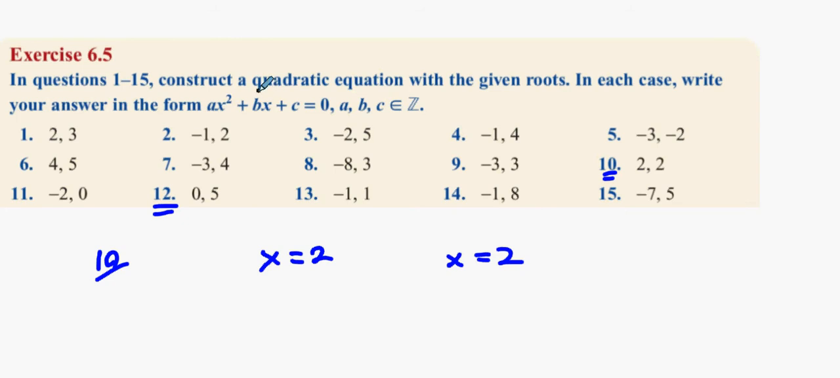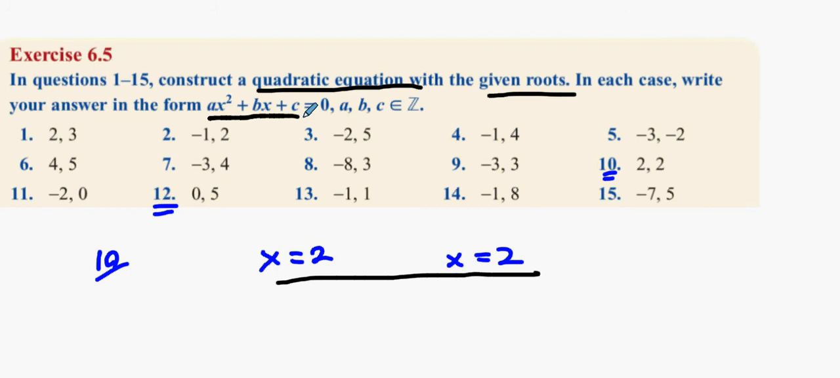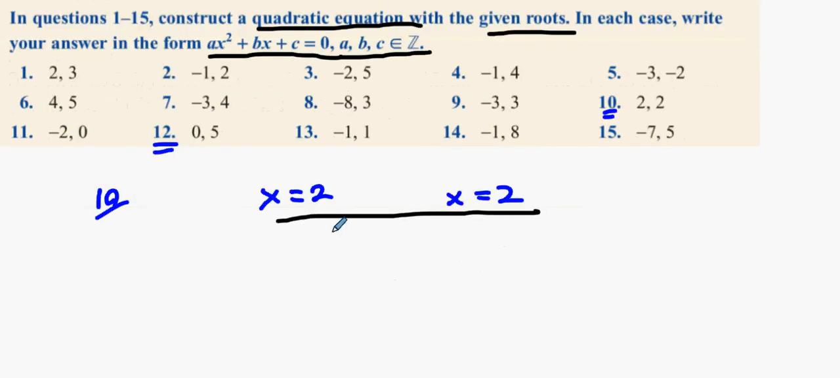Construct the quadratic equation, make the quadratic equation with the roots, with answers this and this, in the form ax squared plus bx plus c. A, b, and c are whole numbers. That's all that means. A, b, and c are whole numbers. So what's the second last step when you're doing this? What happens before that?